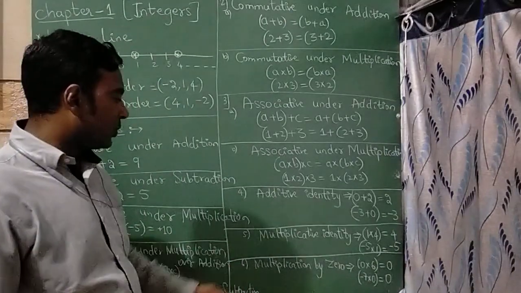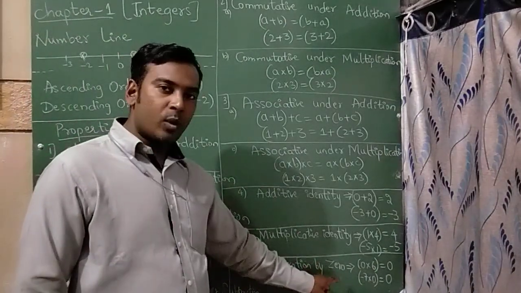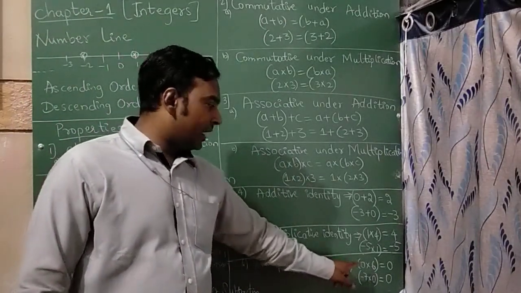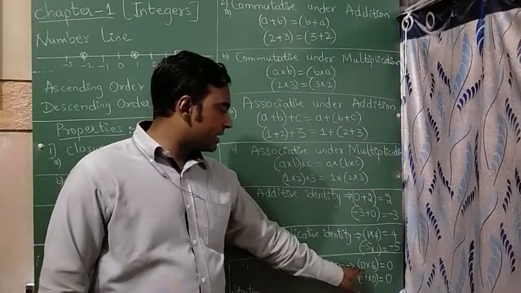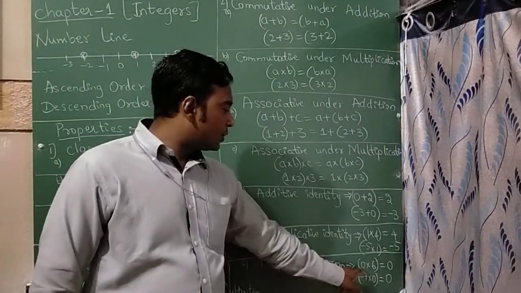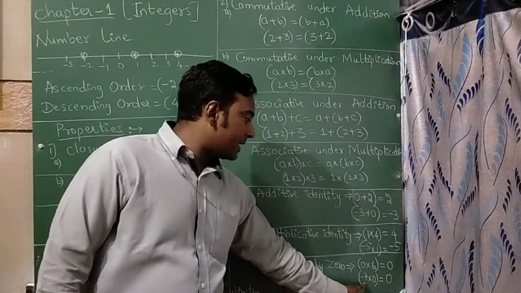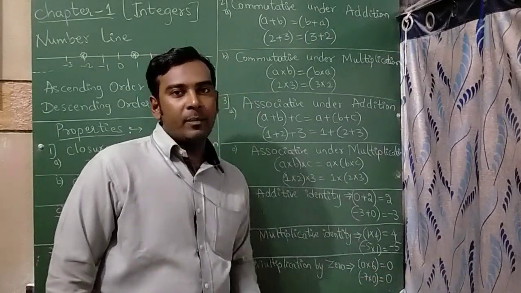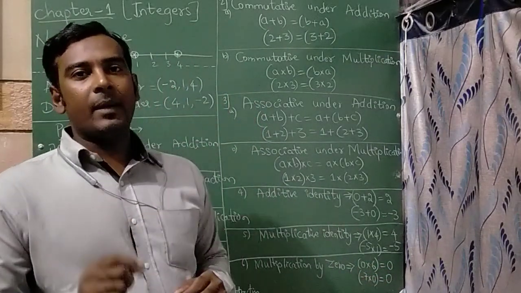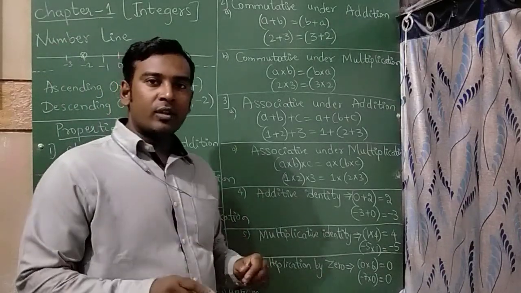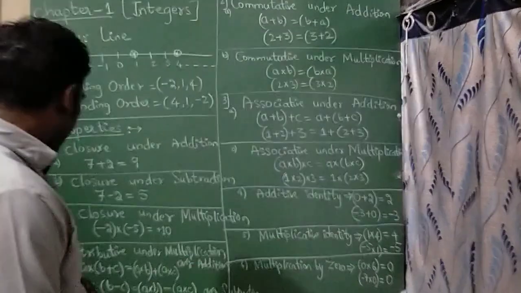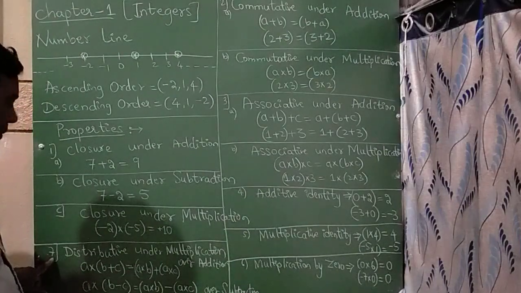Fine. Now the sixth one is multiplication by 0. Now if you multiply any number with 0, then the answer is 0. 0 into 6 is 0. -7 into 0 is 0. It means if you multiply any number with 0, then the answer is 0. Fine. Now let us come to the seventh one.